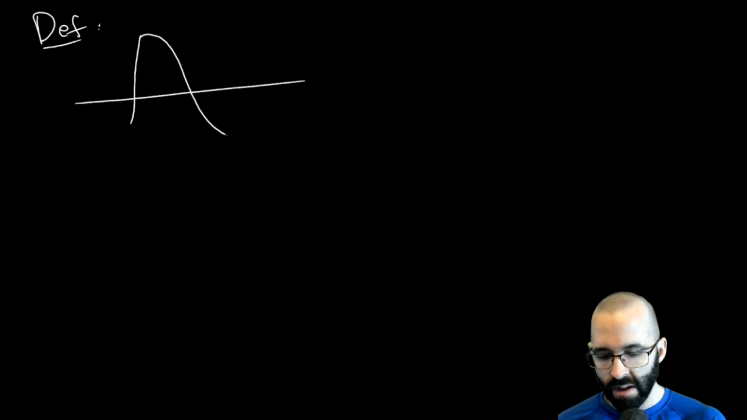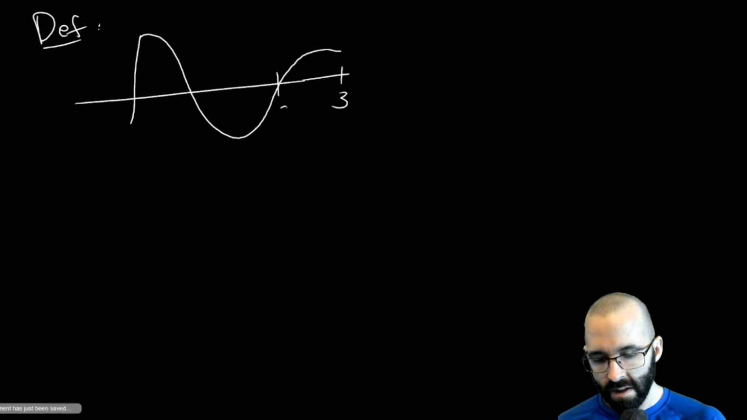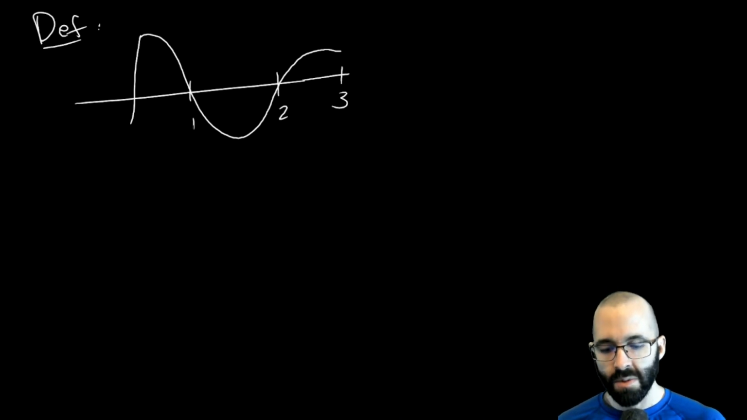Definition. Here, I want to talk about the difference between total area and net signed area. So let's say we're looking at a function from like 0 to 3. And say the function looks like this. This is 3. This is 2. This is 1.